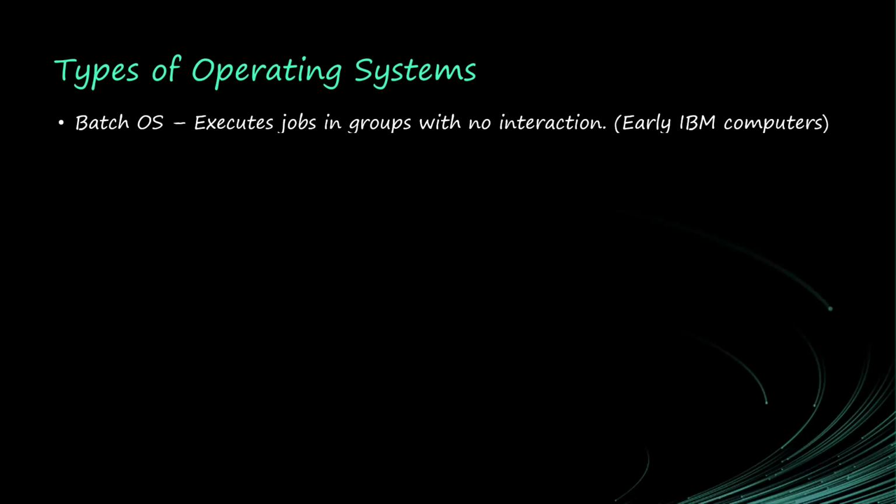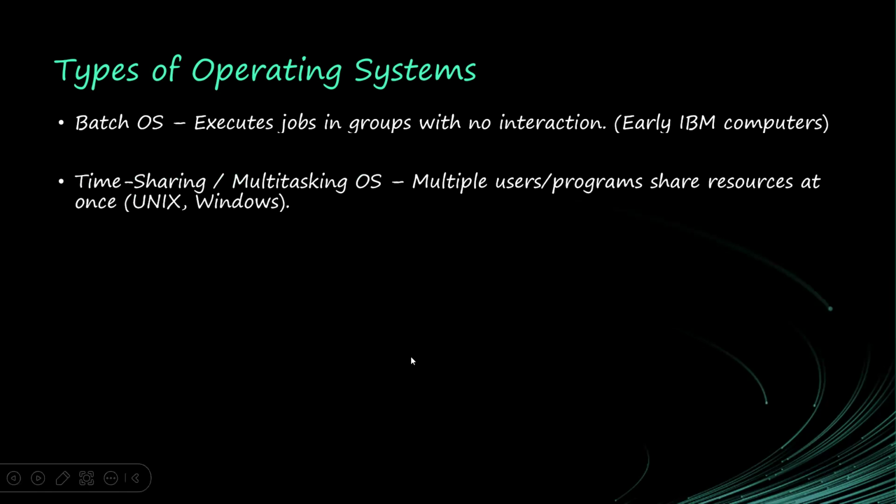Types of operating system. We have the batch operating system. This is the first operating system that was created. Don't worry, in the next class we're going to understand the history and evolution of operating systems. It executes jobs in groups with no interaction. We also have time sharing and multitasking operating systems, and in the next class we'll talk about the reason why they were created.